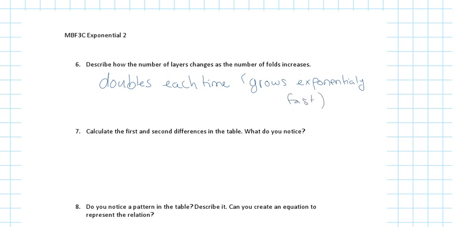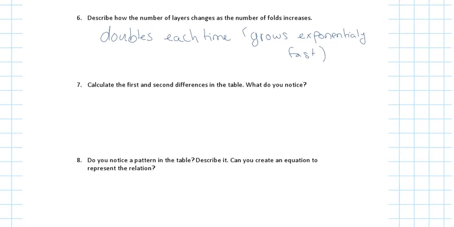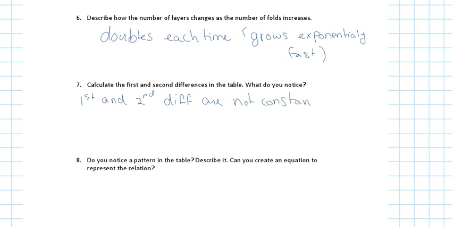Now it's asking us to calculate the first and second difference in the table, and what do you notice? We already did the first and second difference. What did we notice about the first and second difference? Are they constant? No. The first and second differences are not constant, but what did we notice about the numbers? They're all the same as the y values, right? So they grow just like the y values do, right?